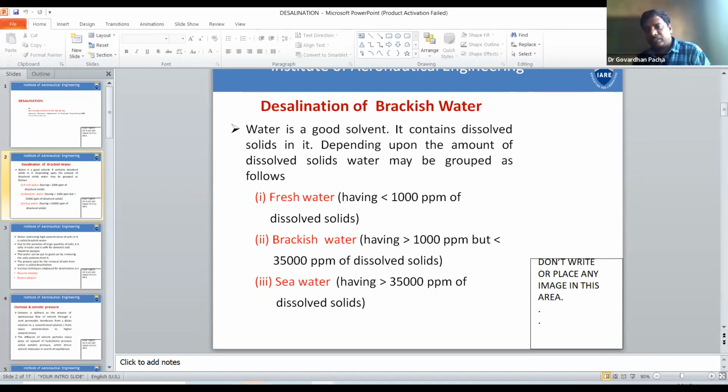Out of all techniques, the best technique is the reverse osmosis and electrodialysis. Reverse osmosis and electrodialysis. So as per our syllabus, we have only reverse osmosis. Okay, Amma, tell me what is the definition for desalination?